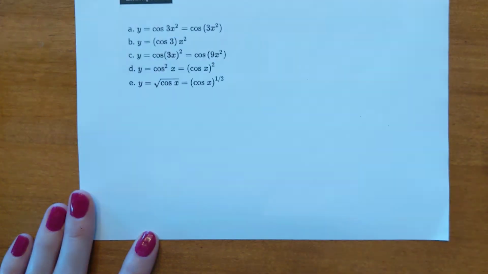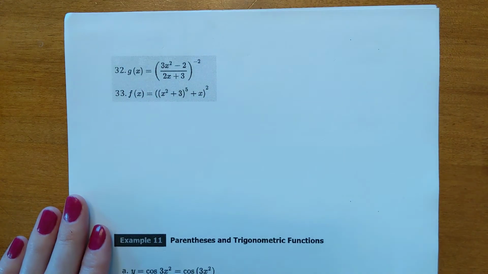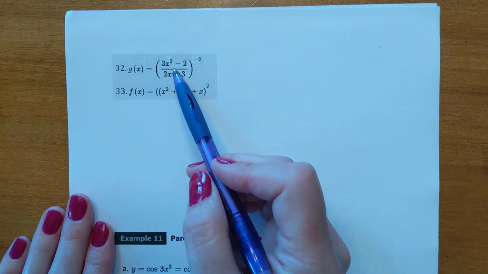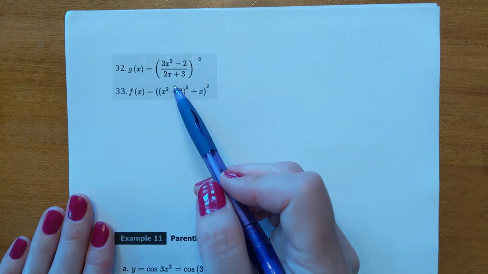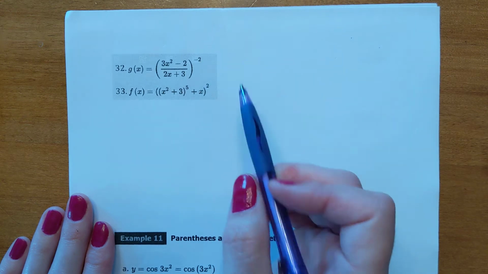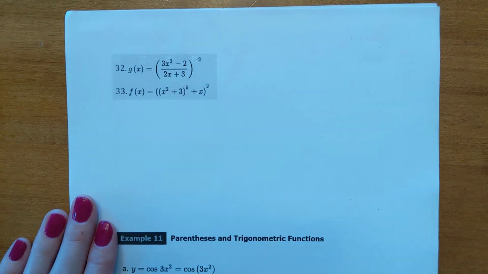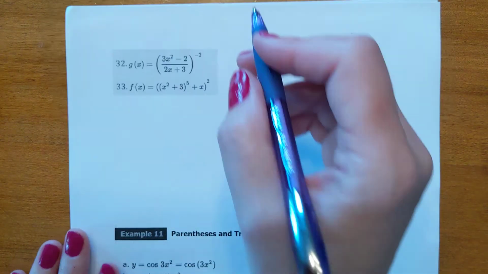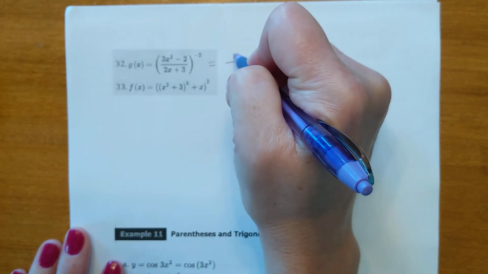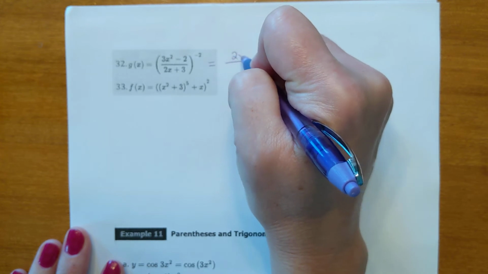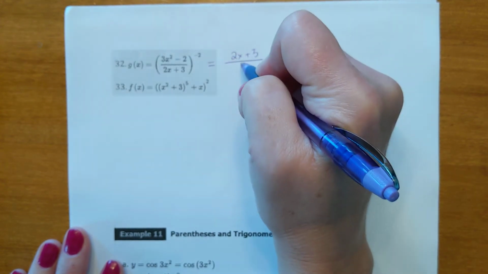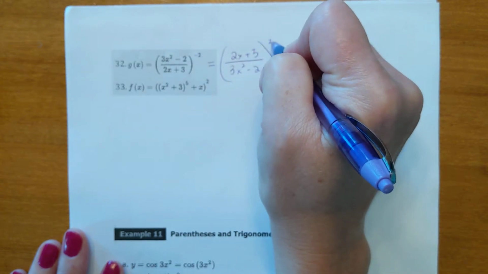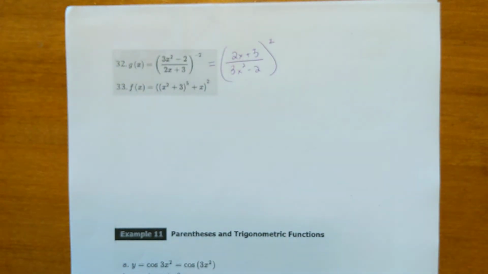All right, 32. All right, on 32, this says g of x is equal to 3x squared minus 2 over 2x plus 3 raised to the negative 2. Well, first of all, I really don't want to mess around with the negative 2 to the whole quantity, so I'm just going to flip everything. So that flip the bottom to the top. So that makes that 2x plus 3 over 3x squared minus 2, and all that's to the positive 2.